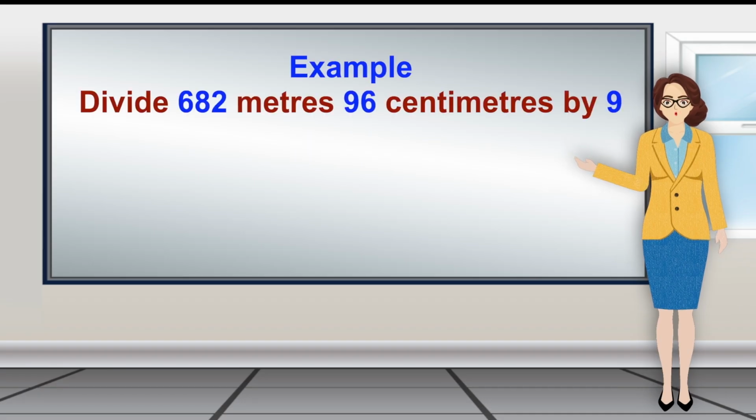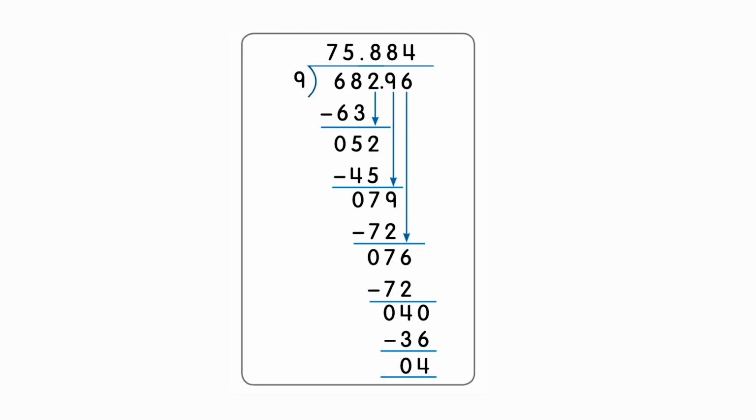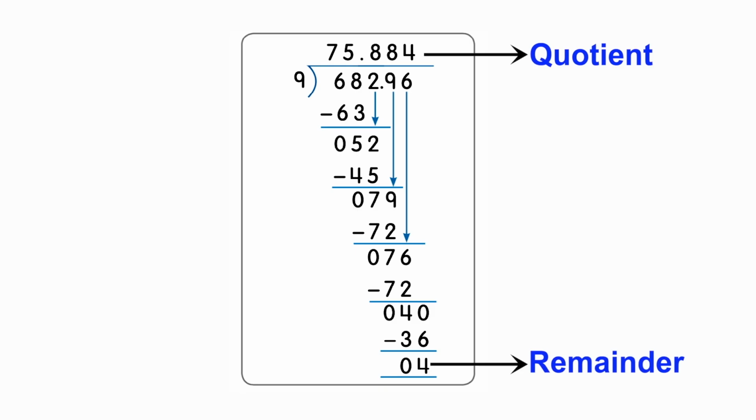Students, let's learn division with an example. Divide 682 meters 96 centimeters by 9. Step 1. Arrange the dividend and the divisor as shown. Step 2. Start division with the greatest place value. Thus, after dividing 682.96 by 9, the quotient will be 75.884 meters and the remainder will be 4.